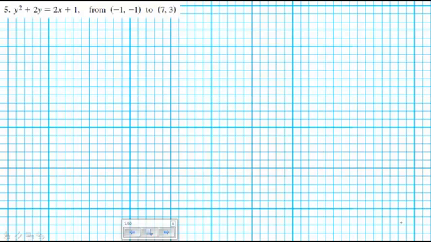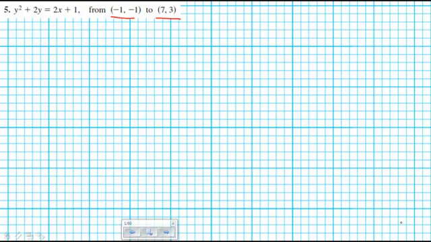Okay, so here's problem number 5 from section 7.4, I think. The idea is that we have this curve, and we're going to find the arc length, the distance on this curve from that point to that point. Now, we have a question.